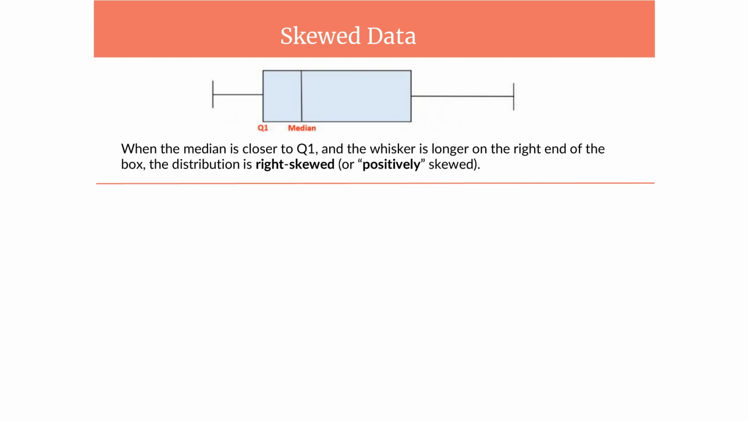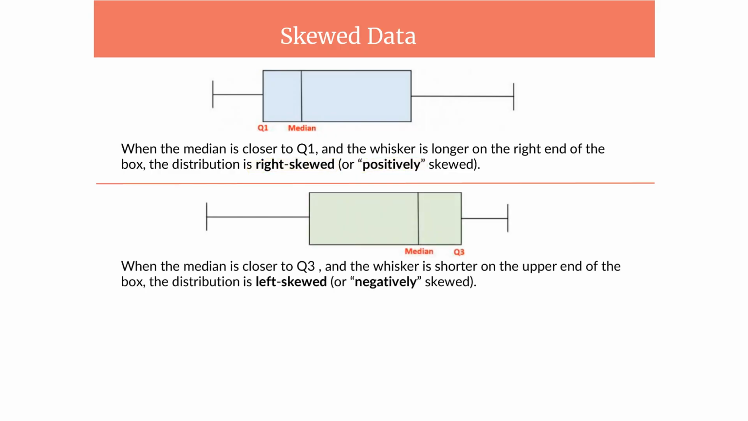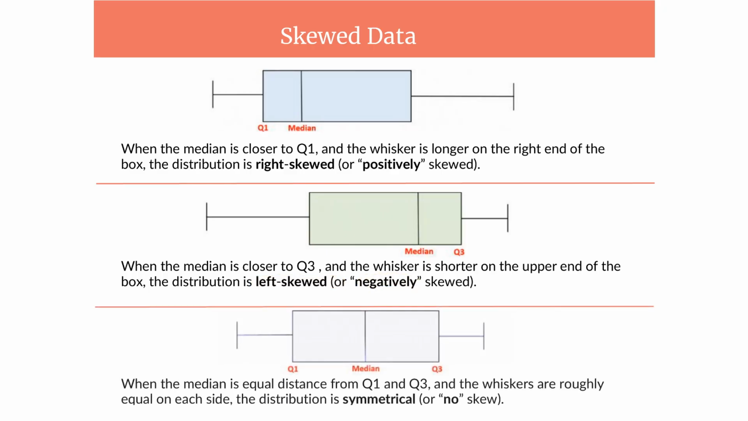So summarizing that, when the median is closer to Q1 and the whisker is longer on the right end of the box, the distribution is said to be right skewed or positively skewed. When the median is closer to Q3 and the whisker is shorter on the upper end, then the distribution is left skewed or negatively skewed. And finally, when the median is equal distance from Q1 and Q3 and the whiskers are roughly equal on each side, the distribution is symmetrical or has no skew.